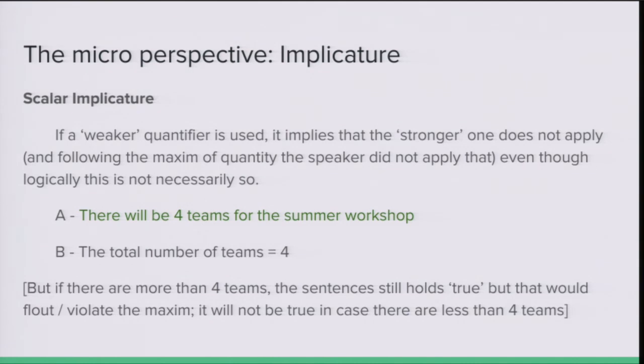But in language, unlike in logic, all these numbers, the hard numbers, generate an implicature which people understand, flouting the maxim of quantity: when you are saying the smaller number, that means the bigger number does not apply. If the bigger number had applied, you would have said the bigger number. But in case there are less than four teams, then logically as well as in language, that would be false.